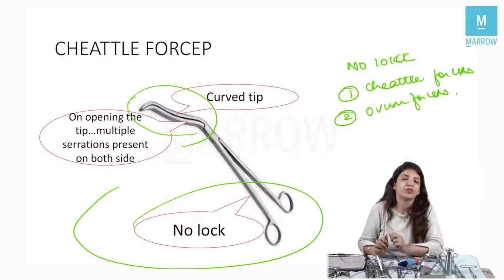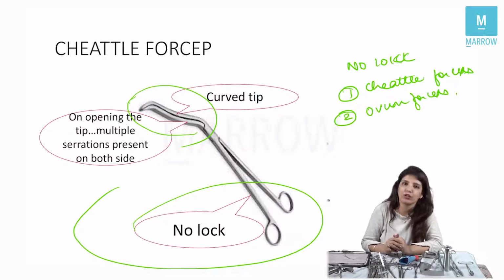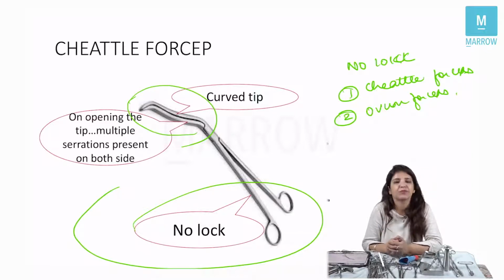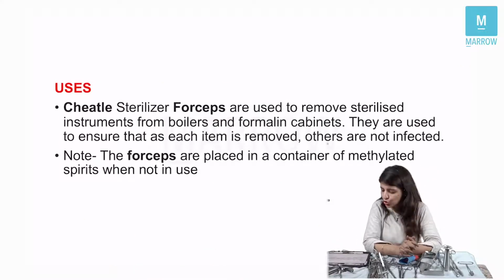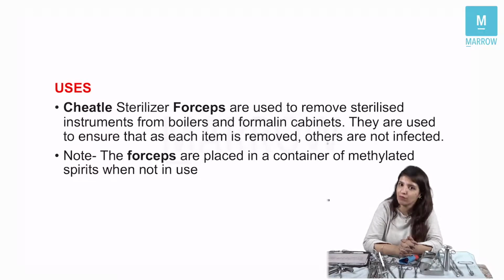Right? The only 2 forceps which you use in obs which don't have a lock are these, and it's very easy to differentiate Chittel's forceps from a spoon-shaped ovum forceps, right? What is Chittel's forceps used for? It is used to remove sterilized instruments from the boilers and formalin cabinets. They are used to ensure that as each item is removed, others are not infected.